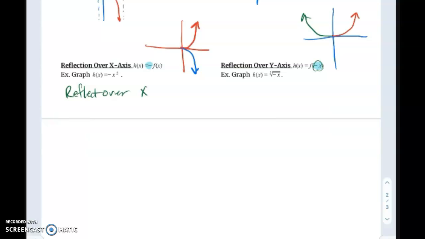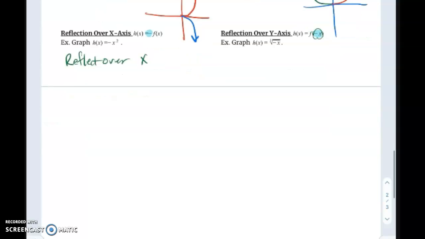And if you want to look at the table, you can do the table or you can do the parent graph method. Let's look at both. So let's take our x squared table. We plugged in -2, -1, 0, 1, 2, and we got, for the original graph, 4, 1, 0, 1, 4. And then for reflection over x, you're changing all the y values to negative. So negative, negative, negative, negative, negative.